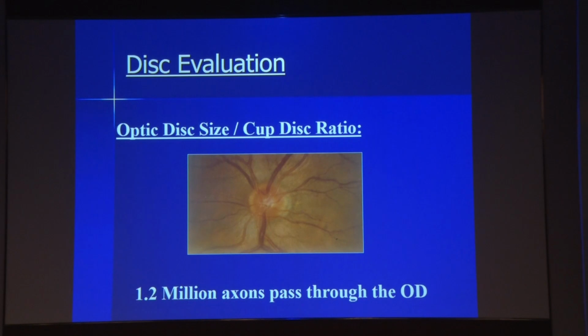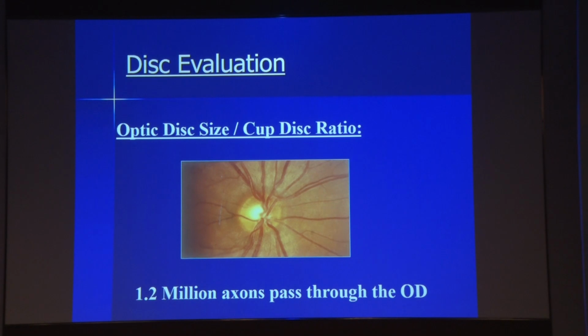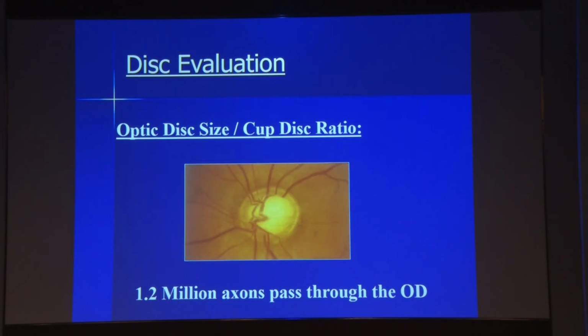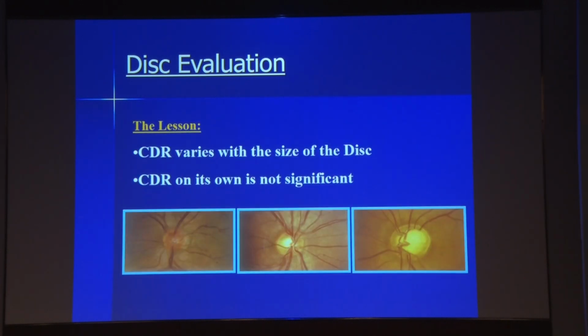Now, as I told you, how do optic disc size and the cup disc ratio correlate? If you see this normal disc here, this is a normal size disc, and about 1.2 million axons pass through the optic disc. Now you see this. This is also a normal disc, of about normal size, and again, 1.2 million axons are passing. And here, it is a large disc. This is also a normal disc, and 1.2 million axons are passing through the optic nerve head of the neuroretinal rim. If you see all the three discs together, what is the lesson that we learn?